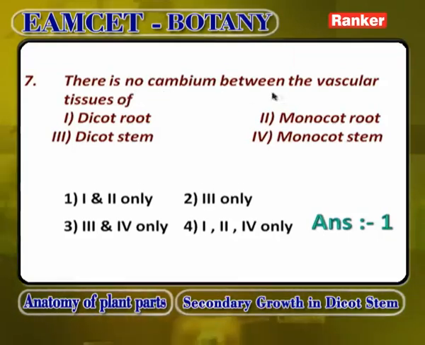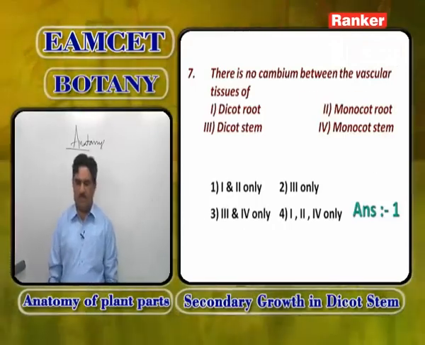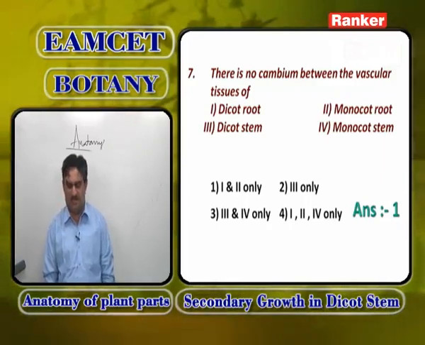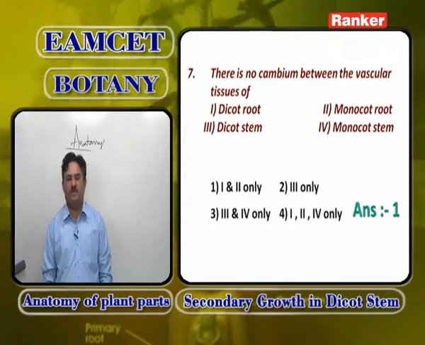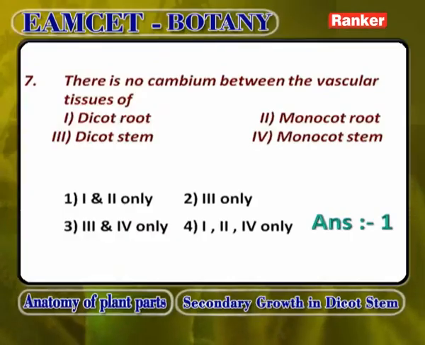There is no cambium between the vascular tissues of dicot root, monocot root, dicot stem, monocot stem. So for this, the answer is dicot root and monocot stem also. Here the answer is not 1, it is 4. There is no cambium between the vascular tissues of dicot root and monocot stem. Cambium is present in the vascular tissues of dicot stem. So the answer is 4.